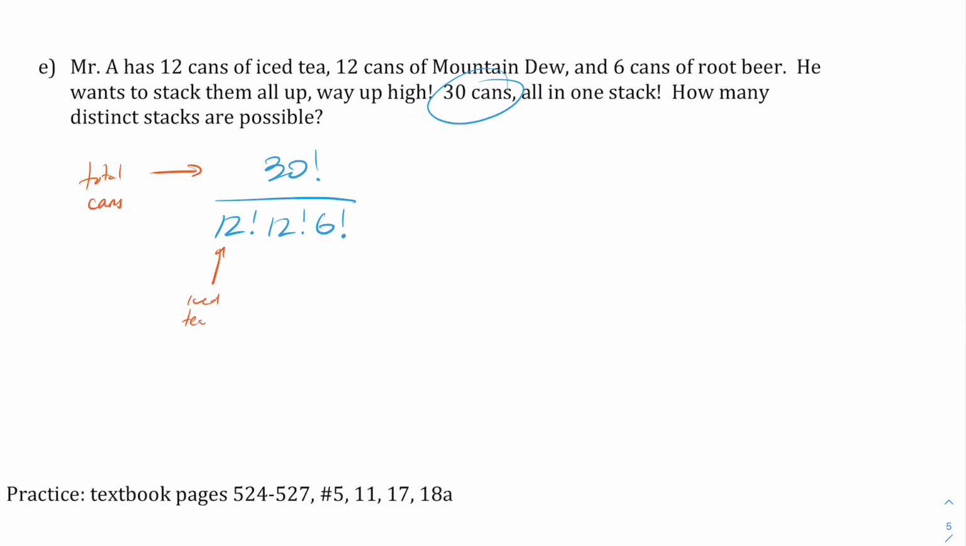Iced tea. That's the one I have to restock the most often. Dew. Only if Ian's coming over for board games. And then root beer. Yeah, I don't have to stock that one as often. It's fine.